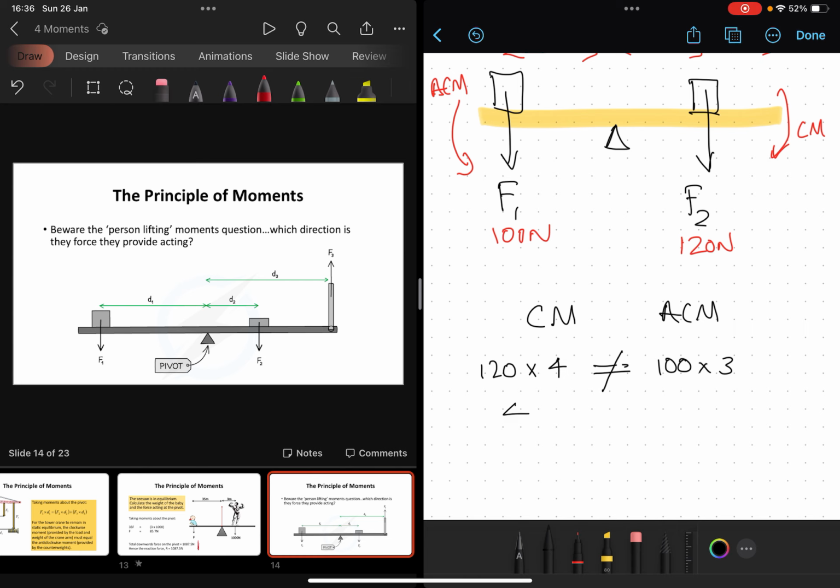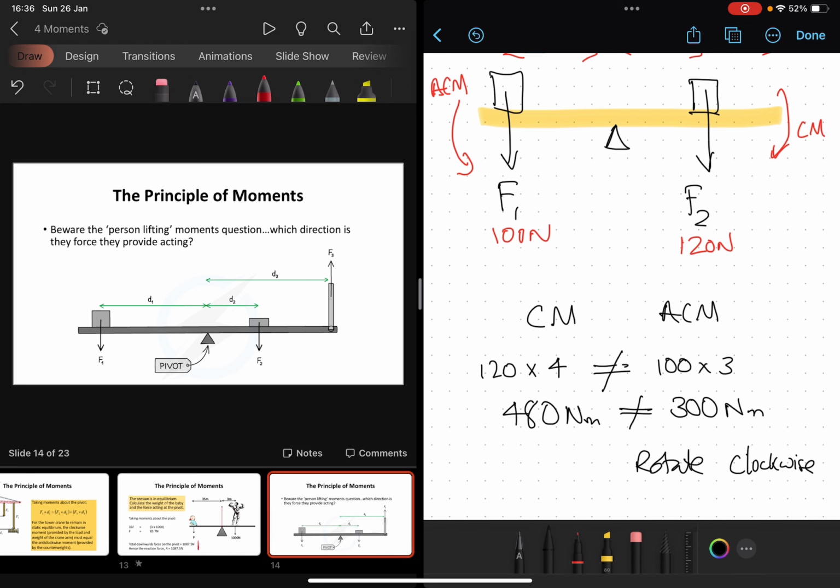120 times 4 is 480, so we've got a 480 Newton meter clockwise moment, but we've only got a 300 Newton meter anti-clockwise moment. Not equal. That seesaw is going to tip. Okay, it's going to rotate. What direction is it going to rotate? It's going to rotate in the direction of the biggest moment. It's going to rotate clockwise.